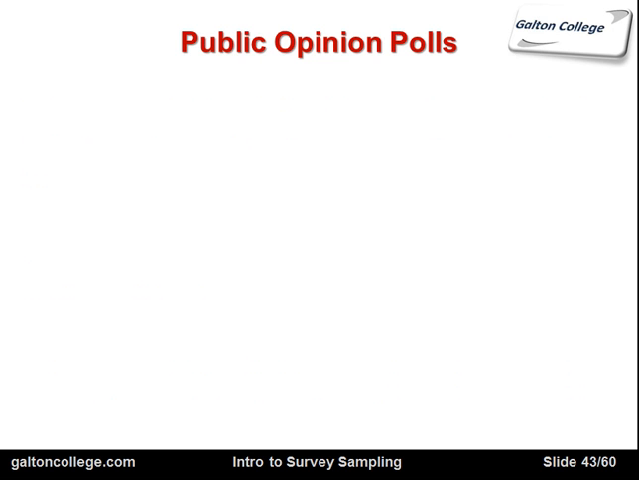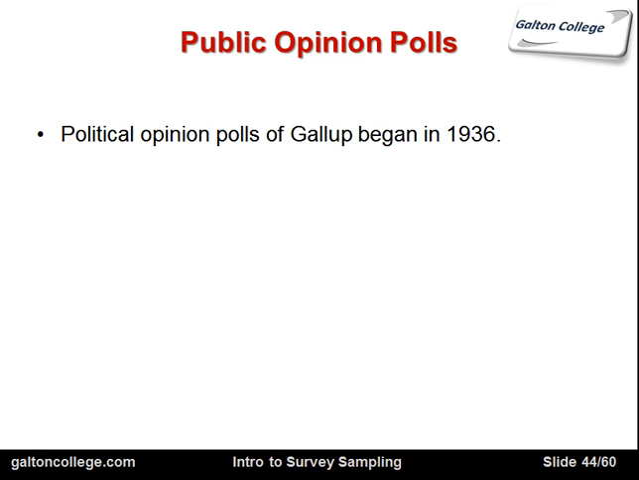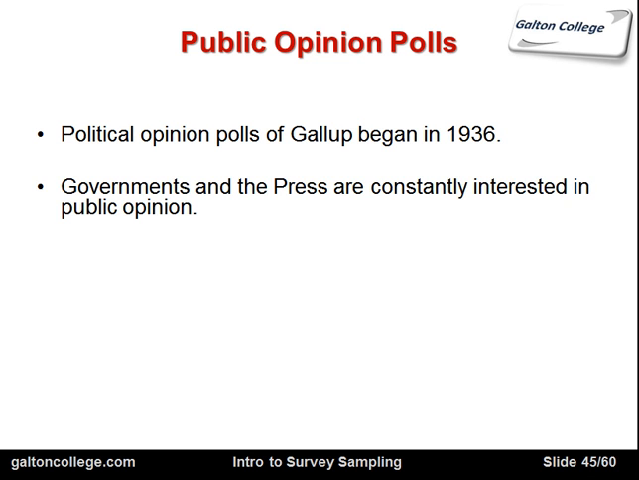Now, public opinion polls. Well, political opinion polls began with Gallup in 1936, as I said earlier. Governments and the press are constantly interested in public opinion, particularly the government, because it wants to be popular. And the press wants to know what the public opinions are, because that's what will influence the stories they carry in their papers, so they can sell more papers.